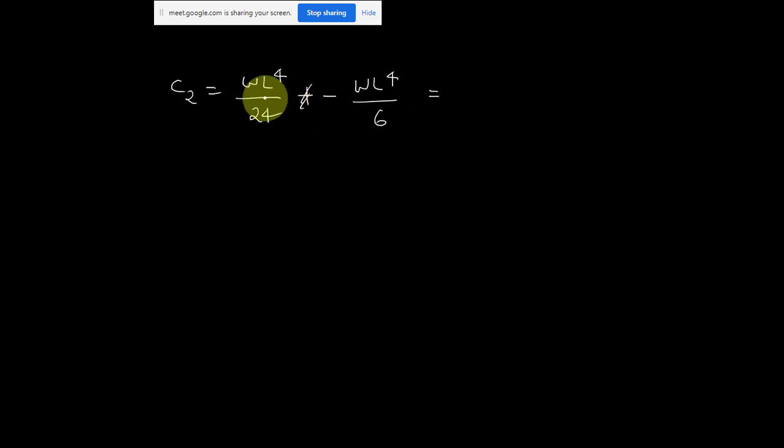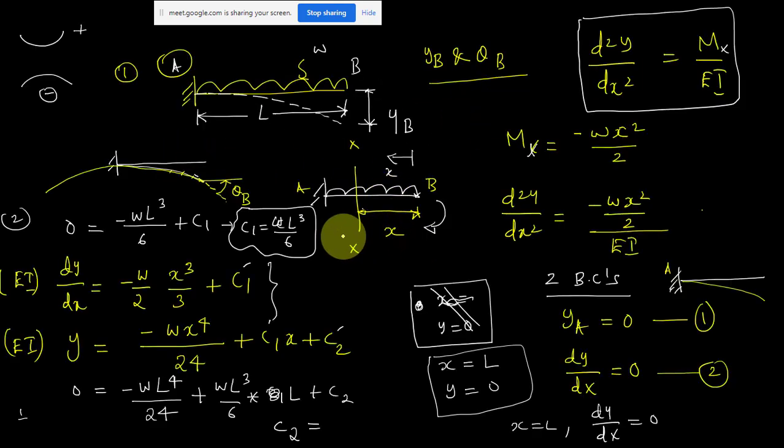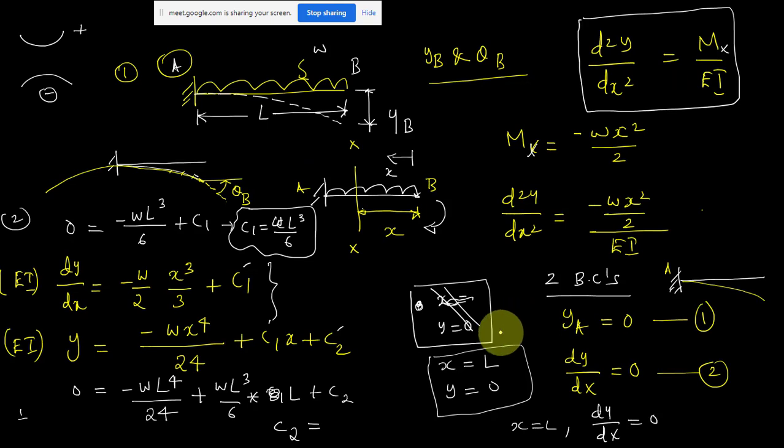So if you solve it, I can make it 24. So this is multiplied with 4, 24. So it will become 1 minus 4, minus 3 WL raised to 4 by 24. So C2 is equal to minus WL raised to 4 by 8. So now I got the value of C2 is this value, and C1 is WL cubed by 6. So now we got the value of C1 and C2.